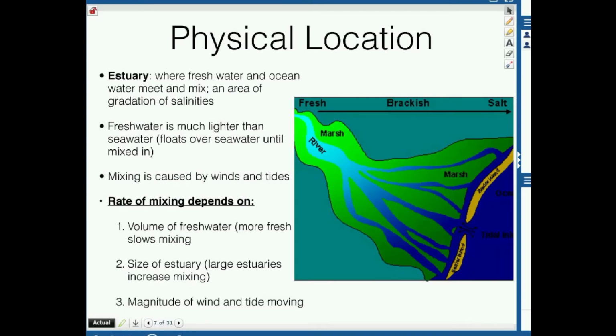Then we have something called an estuary, and sometimes they call them wetlands or brackish water. This is where fresh and ocean water meet, and so you've got a variety of salinities in that middle where the fresh and the salt are mixing. A lot of times people call that brackish water. Fresh water is much lighter than seawater. It doesn't have as many minerals and things in it. So when they meet, if you've got fresh water coming in here and salt water coming in here, a lot of times the salt water will go under and the fresh water will go above, and you'll get this thing they call a halocline.